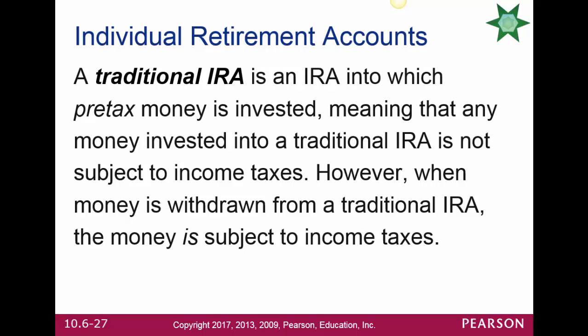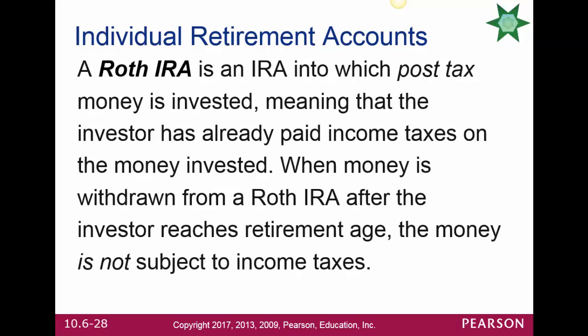A traditional is one in which pre-tax money is invested, meaning that any money invested is not subject to tax at the time you invest it. However, when you withdraw it, you will be subject to taxes. The Roth is the opposite type of IRA, in which you pay tax on the money going in, post-tax money is invested, but then when you withdraw the money, you don't pay any taxes.